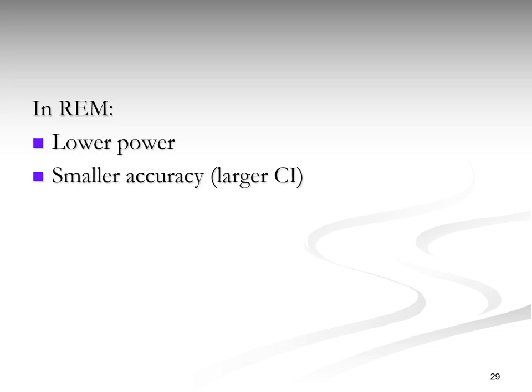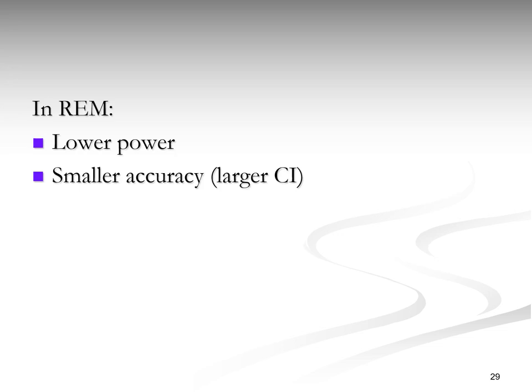So I said the precision or the accuracy is smaller when using a random effects model. So our confidence interval will be larger. It also means that the power is smaller. If our confidence interval is larger, then the probability that, for instance, the value of 0 is included in the confidence interval will be larger. So the probability that we will reject the null hypothesis that an effect is equal to 0 will become smaller. So when we use a random effects model, the power is smaller and we have a smaller accuracy.